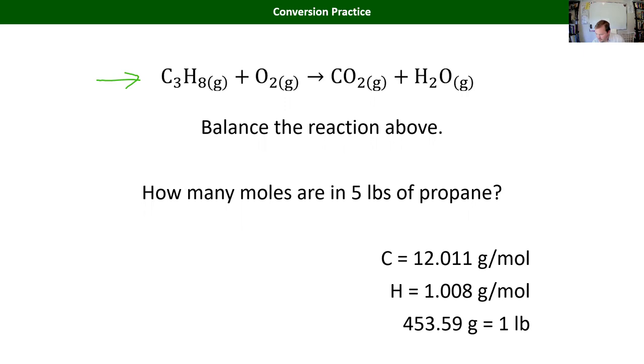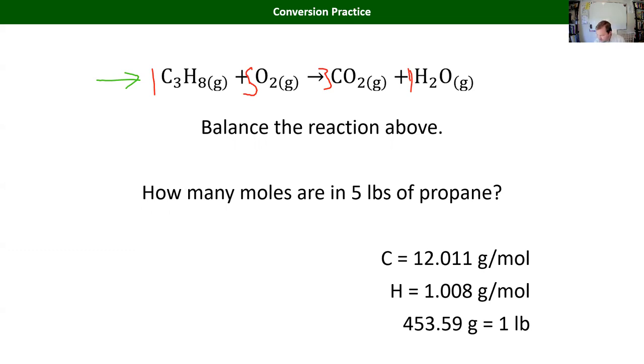So for this one, if we wanted to go back and balance it, it was 1, 5, 3, and 4. If we want to know how many moles are in 5 pounds of propane, just as a review, since we've been dealing with all conceptual stuff: this is balanced in terms of atoms and moles, right? It's not balanced in terms of grams. So if we want to compare these compounds to each other, we need to get everything in moles first. So for starters, let's remember how to do that.